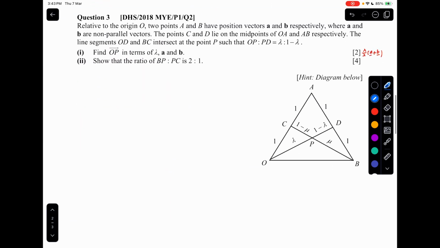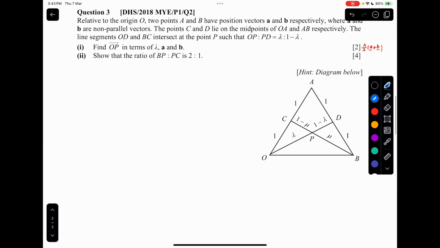Last but not least, let's look at question 3. So this is from a past year paper. Once again, the way to do well for vector is to draw the diagram. No matter how simple it is, draw the diagram so that you are very clear on what you are going to face. Now, relative to the origin O, 2 points A and B have position vectors A and B respectively, where A and B are non-parallel vectors, so they are not parallel.